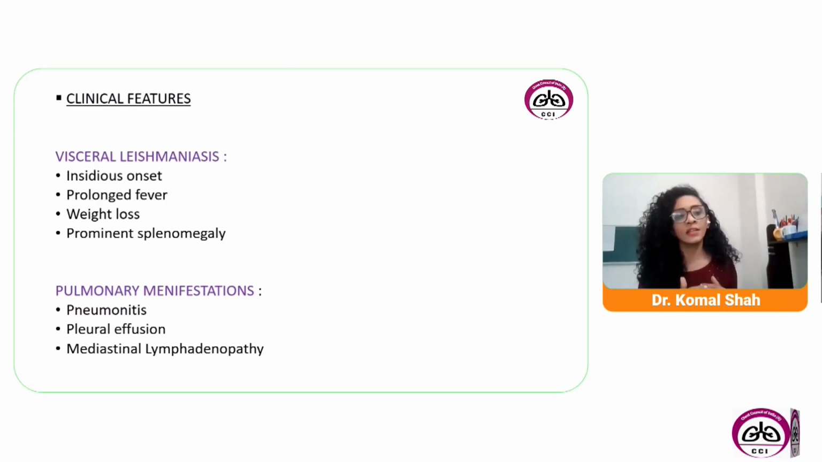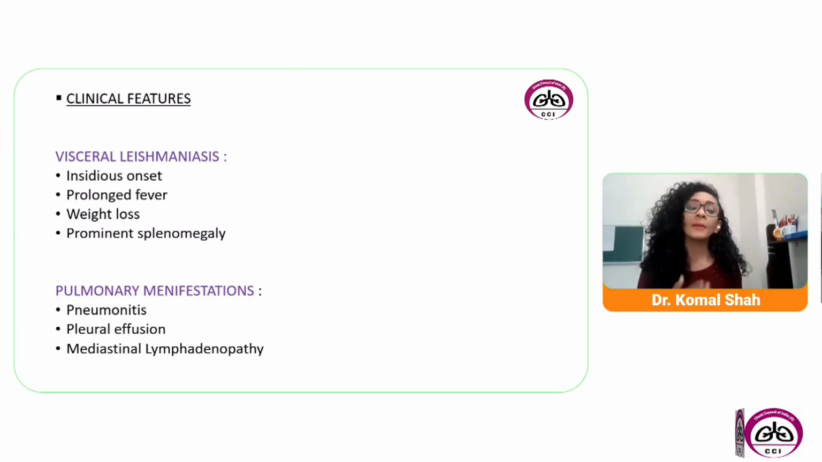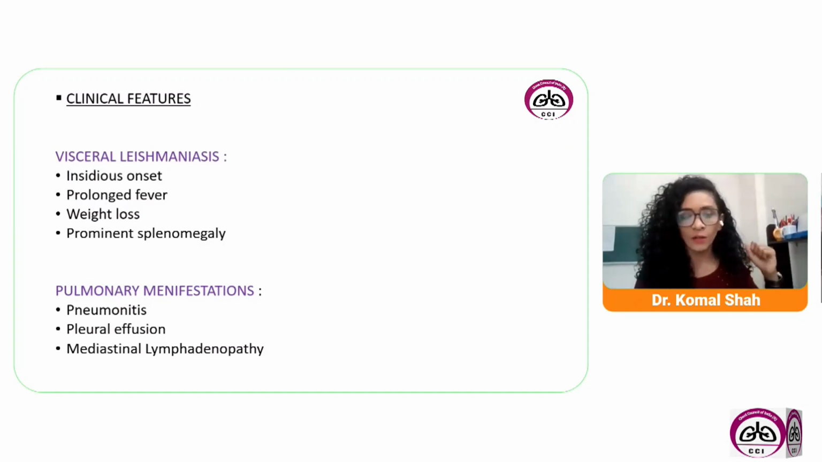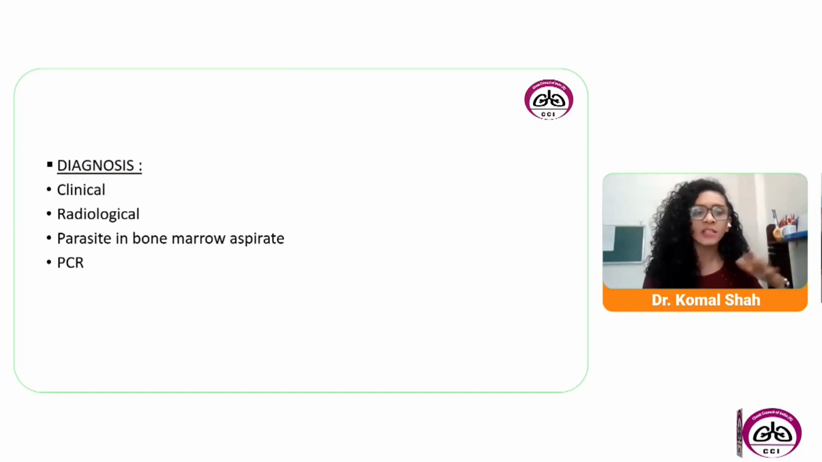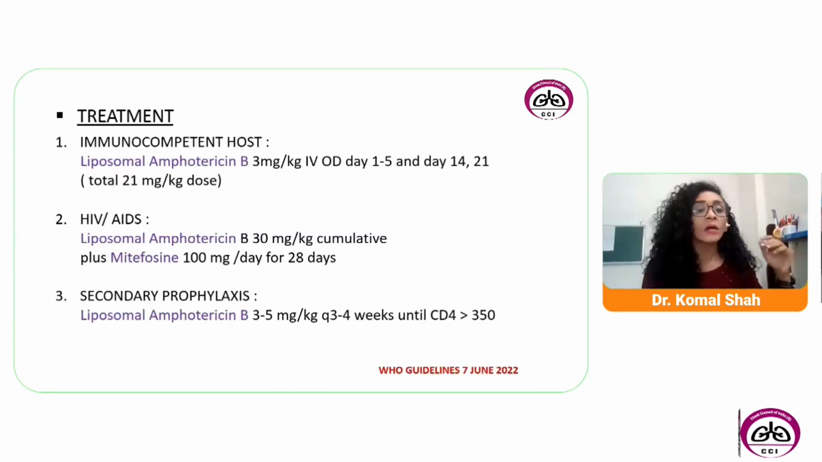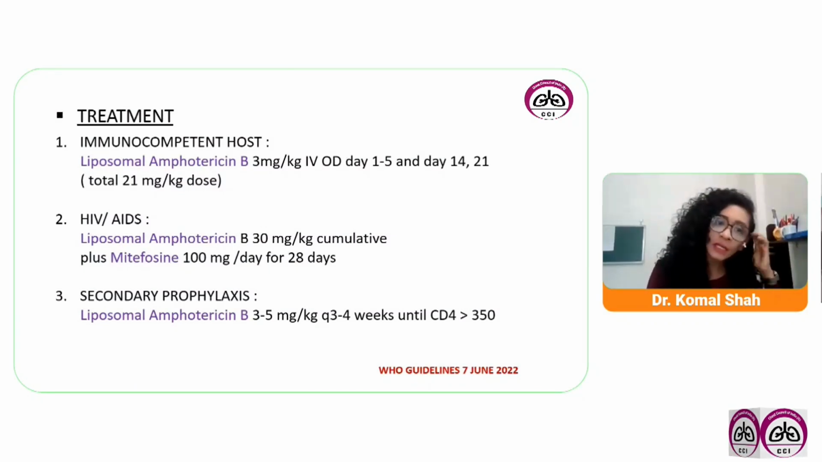Visceral leishmaniasis generally presents with insidious onset, prolonged fever, weight loss, and prominent splenomegaly. It can mimic tuberculosis sometimes. Pulmonary manifestations are pneumonitis, pleural effusion, and mediastinal lymphadenopathy. The diagnosis again is a combination of clinical, radiological, parasites in bone marrow and spleen aspirate, and PCR. Treatment is important to remember here.